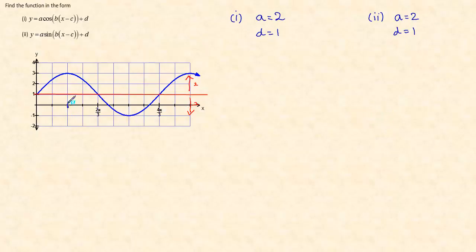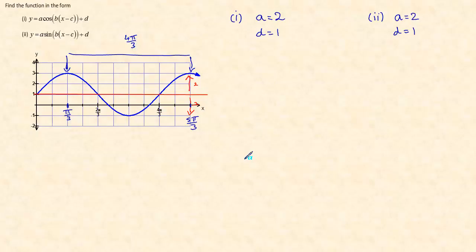Now, looking at the scale, this must be pi by 3, and this would be 5 pi by 3. It seems that every 2 squares is pi by 3. So if we look at these two equivalent points, that gives us one complete oscillation in here. And that's happening at 5 pi by 3, take away pi by 3, so that's 4 pi by 3 for the period.